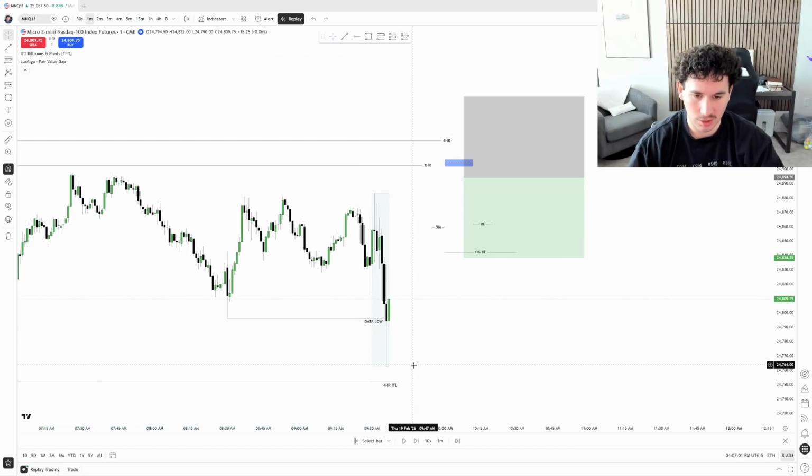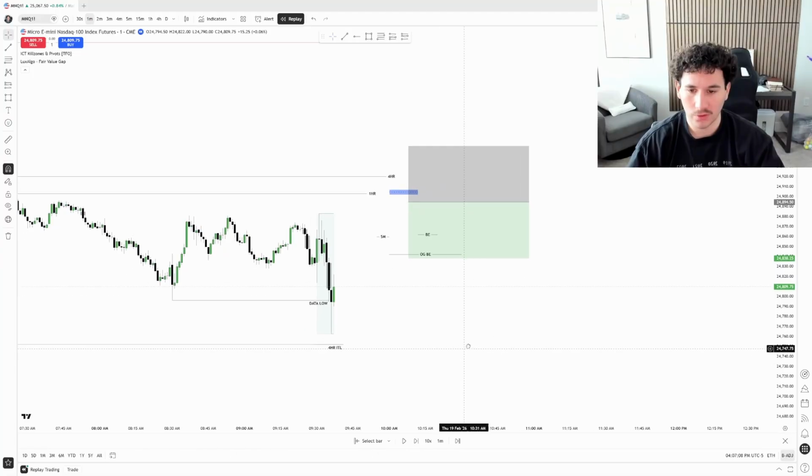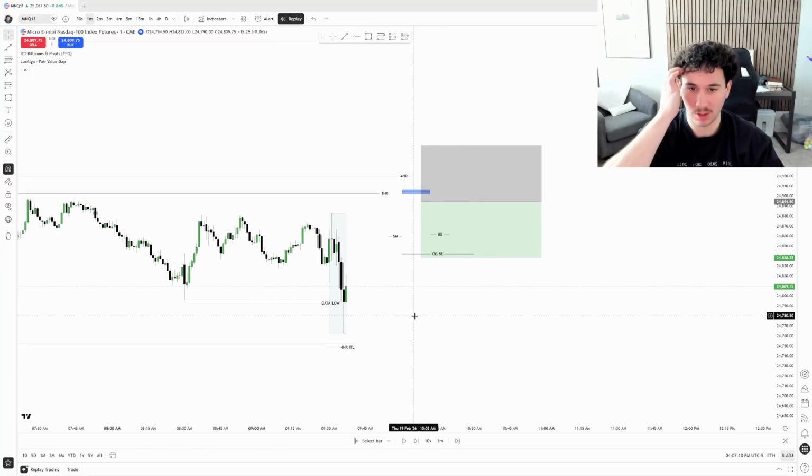And that was actually the move that took us down towards the data low right here, but we actually edged the 4 hour intermediate low. However, on ES, we actually took it. So now that those draws have been hit, we made a move up towards this 1 hour fair value gap.